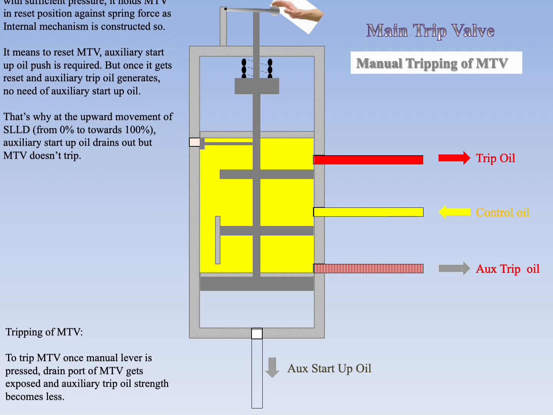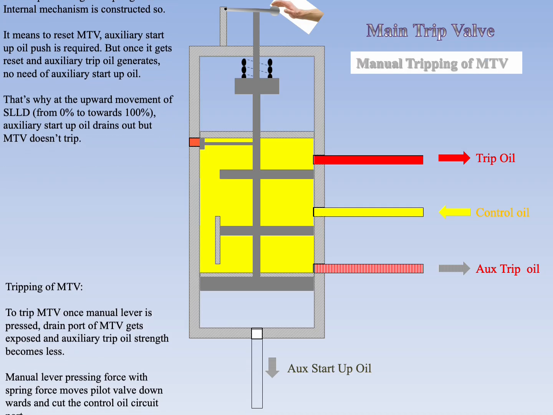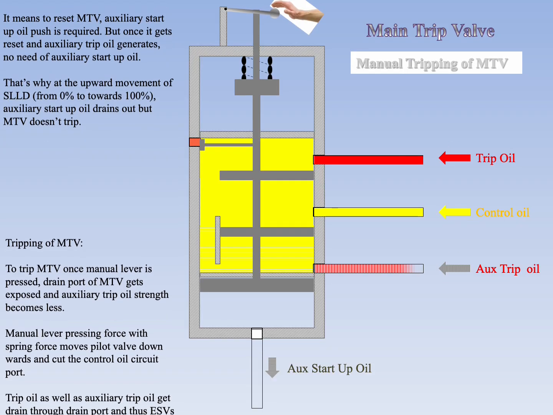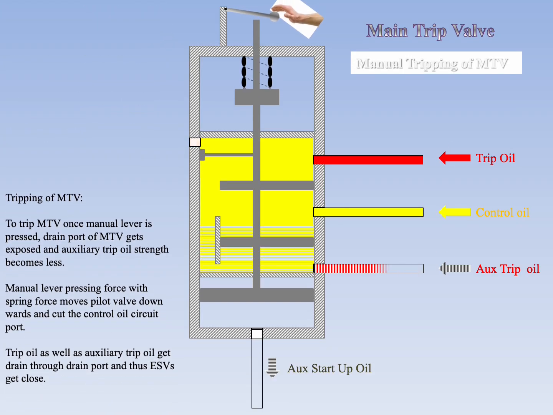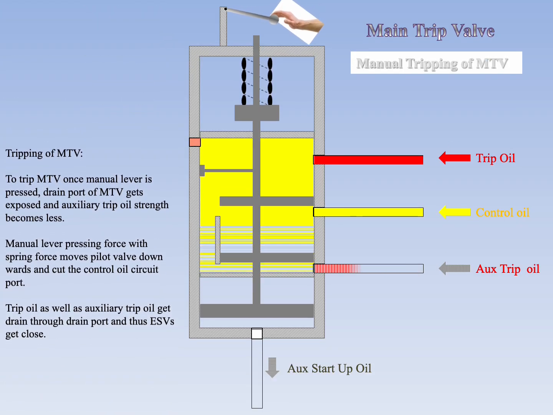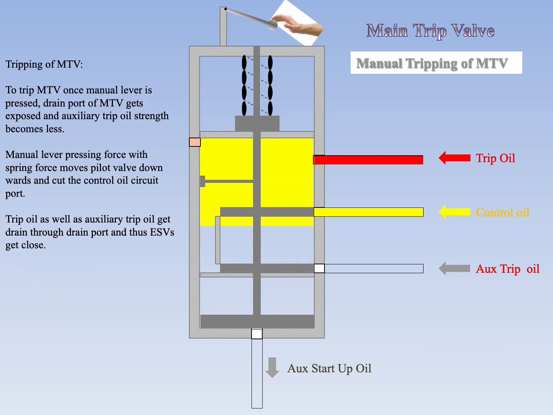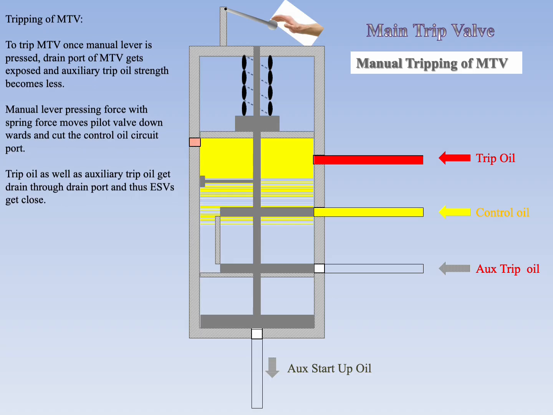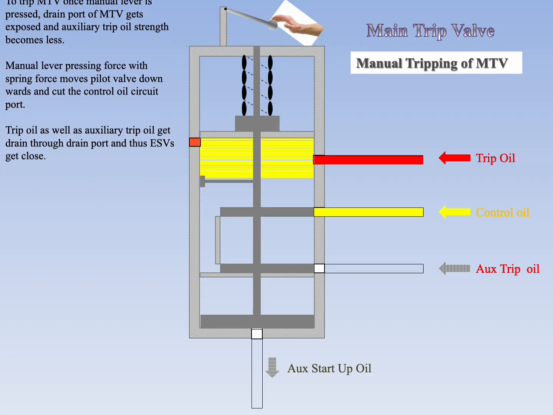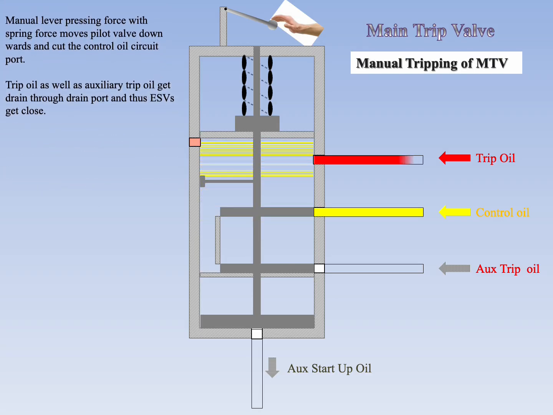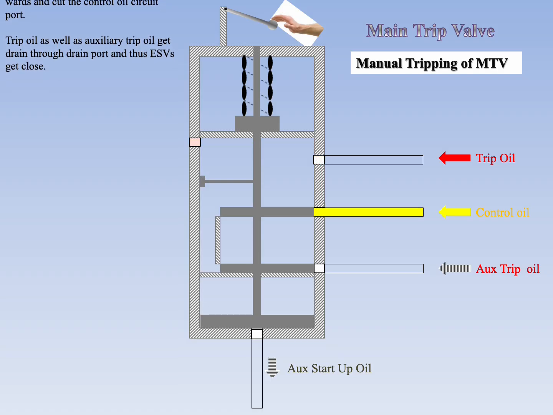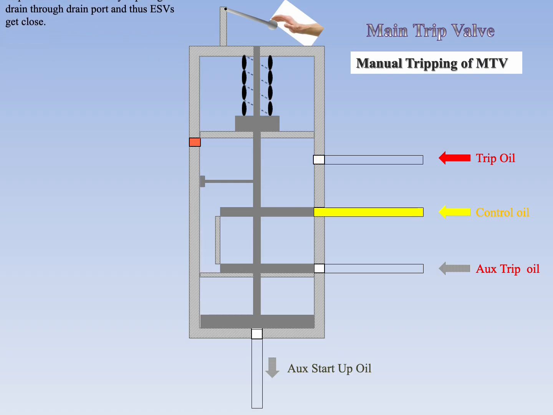Tripping of MTV. To trip MTV, once the manual lever is pressed, the drain port of MTV gets exposed and auxiliary trip oil strength becomes less. The manual lever pressing force with spring force moves the pilot valve downwards and cuts the control oil circuit port. Trip oil as well as auxiliary trip oil get drained through the drain port and thus ESVs get closed.